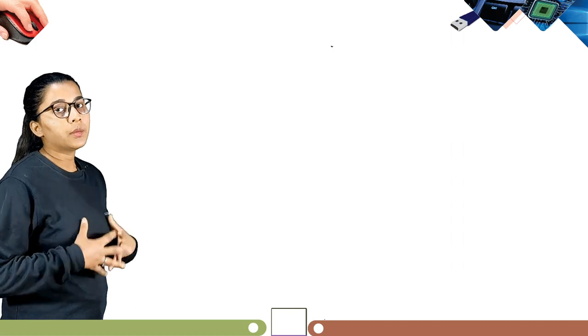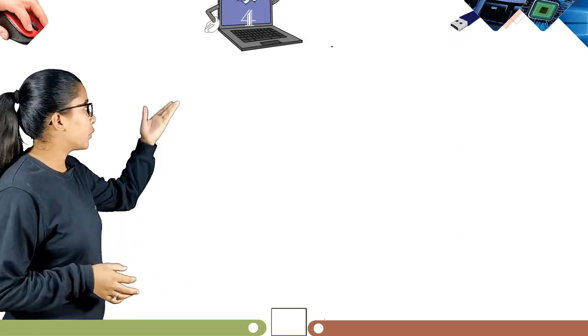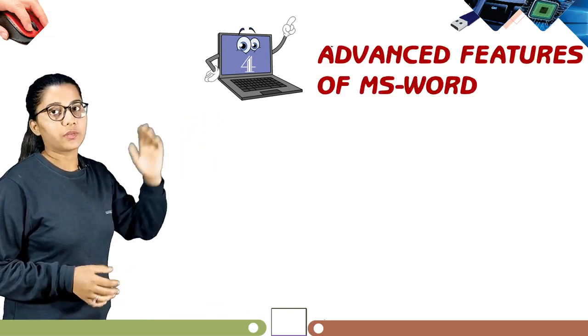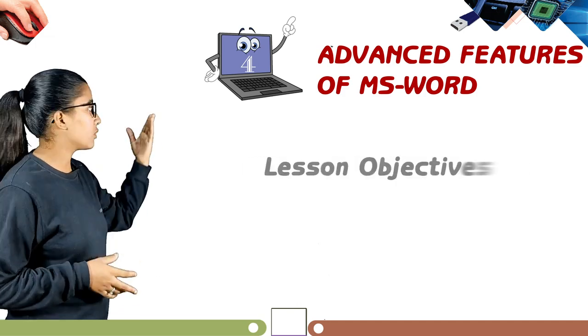Today we are going to learn about some interesting chapters of computer. So let's start our fourth chapter, that is advanced features of MS Word. So students, before we start our chapter, we have some lesson objectives.